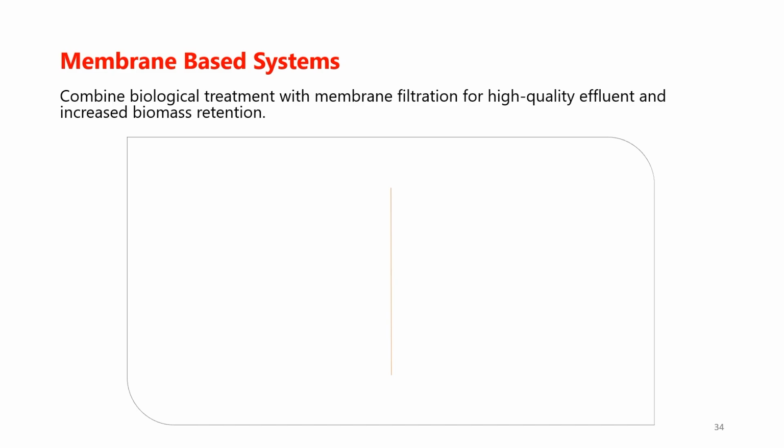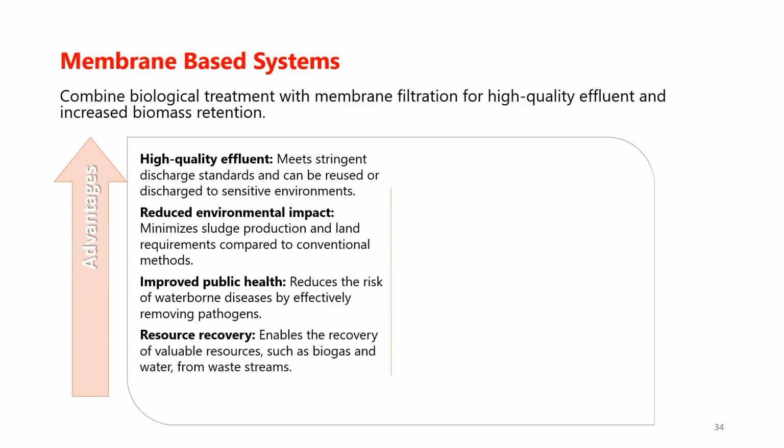Let us now have a discussion on membrane based systems. These combine biological treatment with membrane filtration for high quality effluent and increased biomass retention. Some of the advantages are high quality effluent that meets stringent discharge standards and can be reused or discharged to sensitive environments. It has reduced environmental impact, minimizing sludge production and land requirements compared to conventional methods. Improved public health: it reduces the risk of waterborne diseases by effectively removing pathogens. Resource recovery enables the recovery of valuable resources such as biogas and water from waste streams.